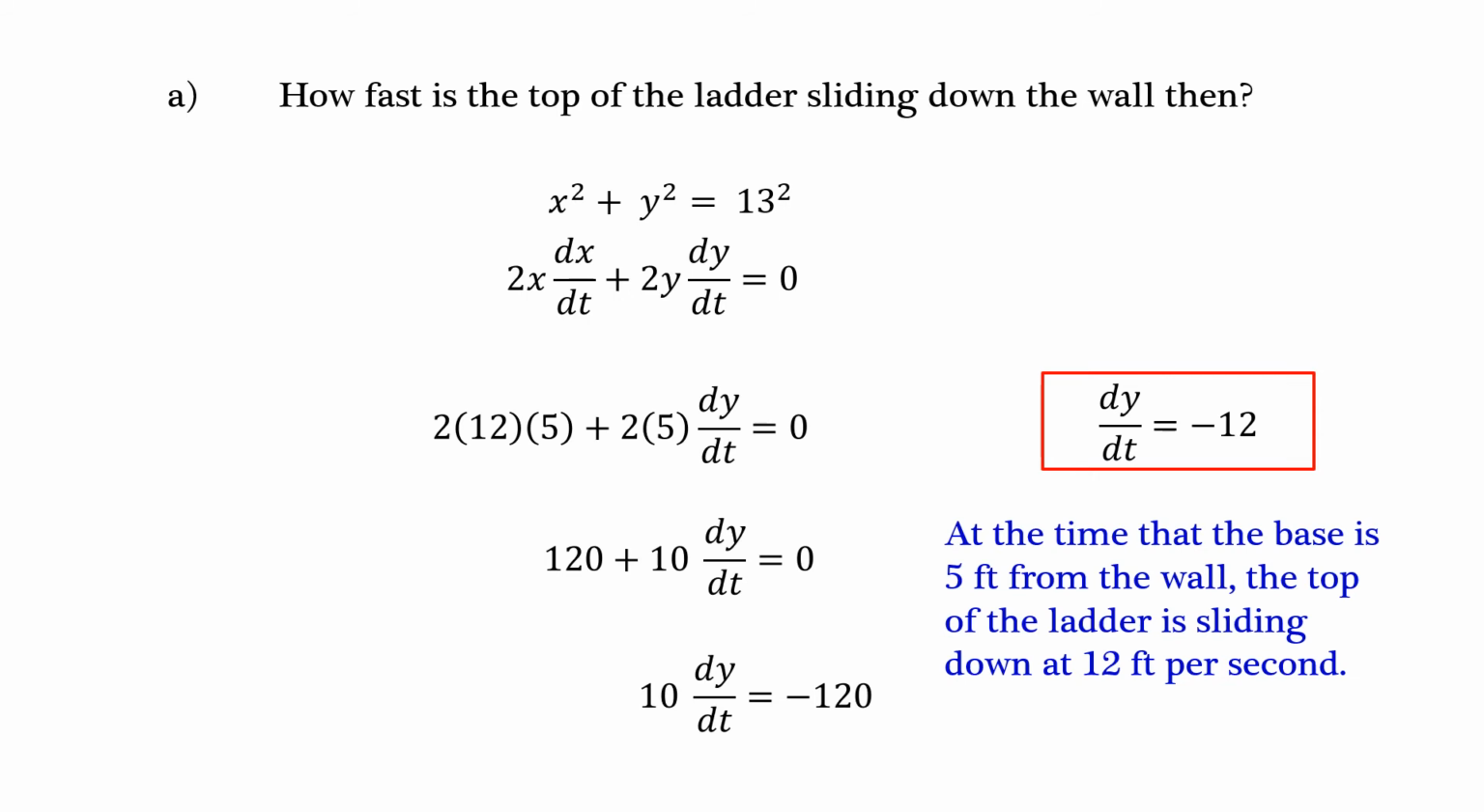So therefore, we can say that at the time that the base is 5 feet from the wall, the top of the ladder is sliding down at 12 feet per second. The negative signifies the fact that the y is decreasing.